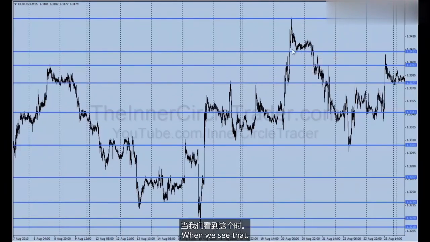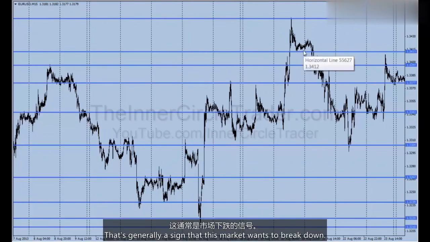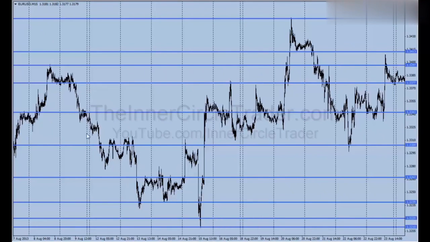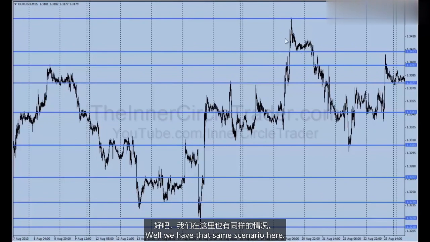When we see that, that's generally a sign that this market wants to break down, much in the same way you see it here. It broke the low here and then tried to rally up and was a false swing, and then gave up the ghost and went lower. Well, we have that same scenario here.